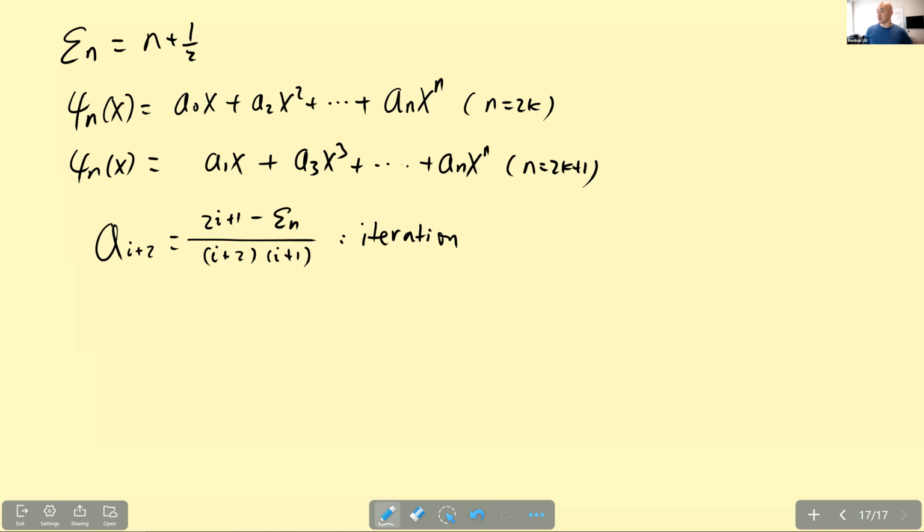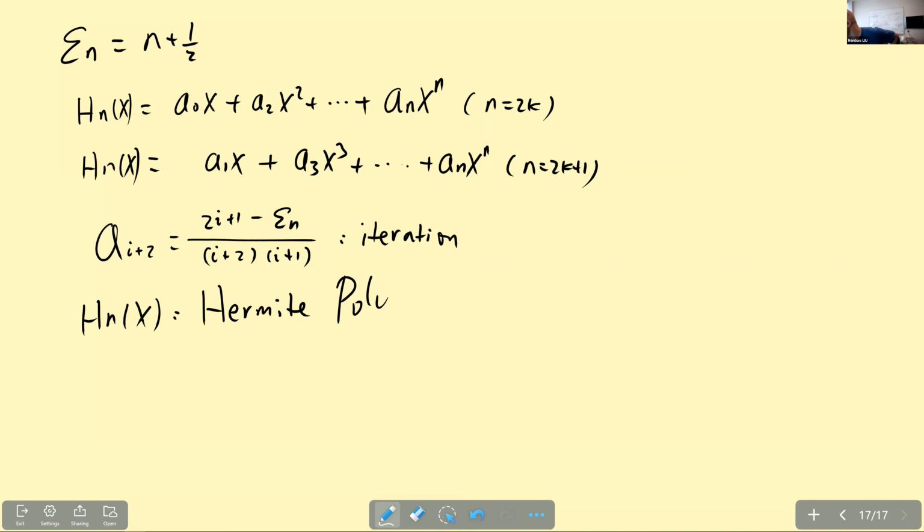It should be the polynomials only. Okay, and this H m x has a name. It's called the Hermite polynomials. Okay. Right. Once you have obtained this one, you have actually solved all the equations. So let me give you a few examples of these polynomials.